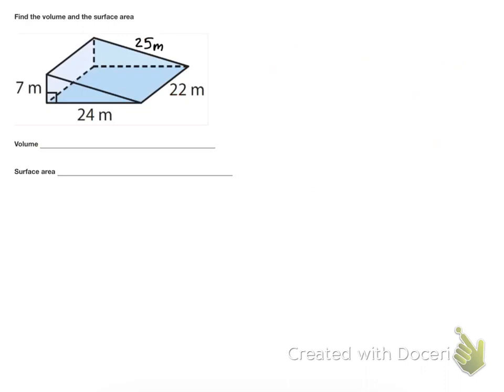So here's another one like this. We have the volume and the surface area of this shape. Once again, everybody should be a master of this by now. How many sides do we have? Hold up your fingers. How many sides do we have for this shape?